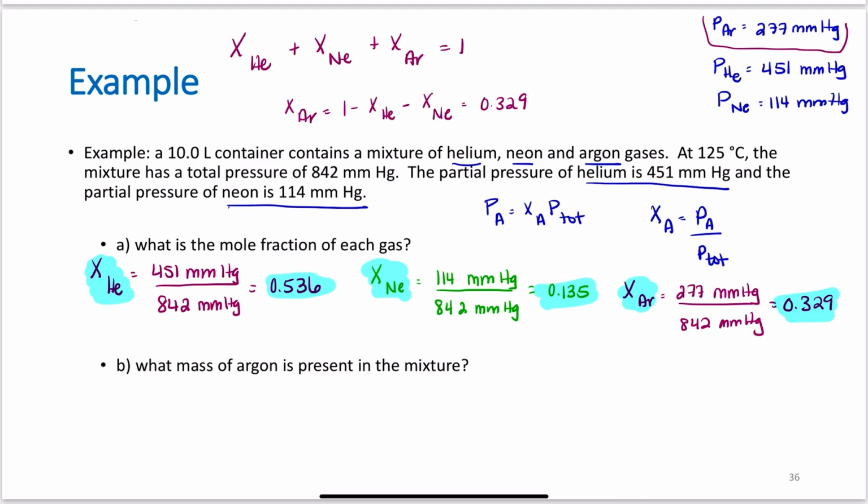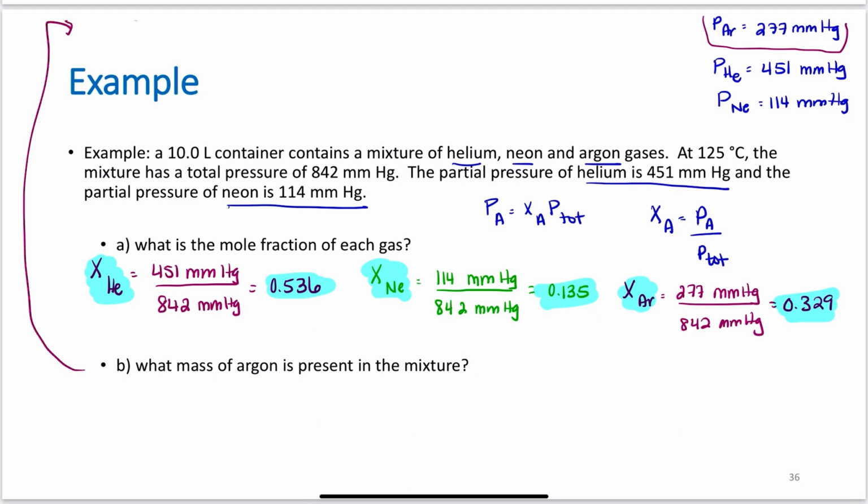Now let's ask what mass of argon is present in the mixture. I'm going to use Dalton's law to determine the partial pressure of argon. I'm going to do this at the top of the screen, since it looks like I don't have room at the bottom. So, coming up here, first thing I'm going to do, use Dalton's law to determine the partial pressure of argon. Now, I already did that, but if I hadn't, I could do it by subtraction, as we had just done. Partial pressure of argon is equal to the total pressure of the system minus the partial pressure of helium minus the partial pressure of neon, giving me that 277 millimeters of mercury.